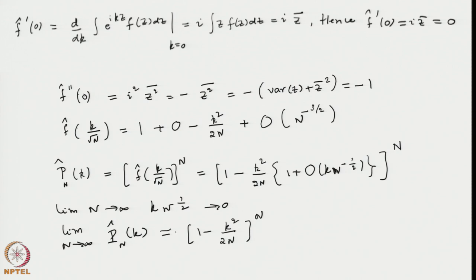We easily see that this has the structure of a standard definition of an exponential function. To recapitulate, this is 1 plus x by n to the power n, as n tends to infinity, this tends to e to the power x. So, using this property, we can see that the quantity of interest p n caret evaluated at k will tend as 1 minus k square by 2 n to the power n, and which will tend as n tends to infinity to e to the power minus k square by 2.